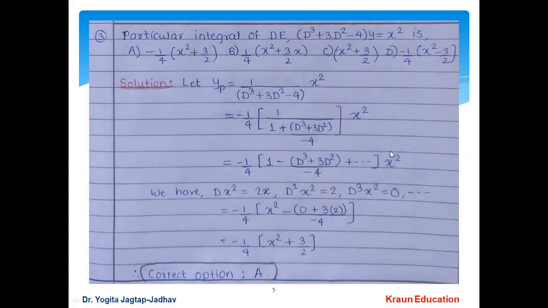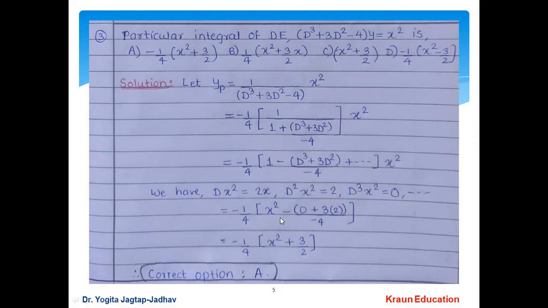Right? Find the derivative of x². Here we have D of x² equal to 2x. The second derivative becomes 2, and the third and all higher order derivatives become equal to 0. Using these derivatives in the above expression, when I multiply this x² inside the bracket, 1 multiplied by x² becomes x², D³ of x² is 0, D² of x² equals 2.